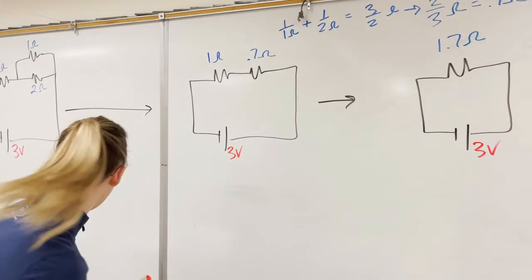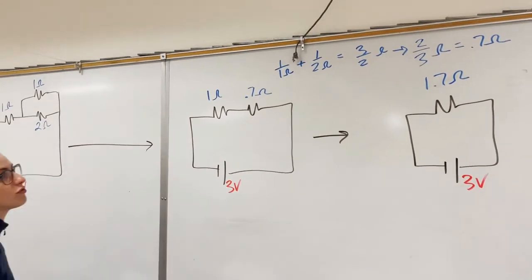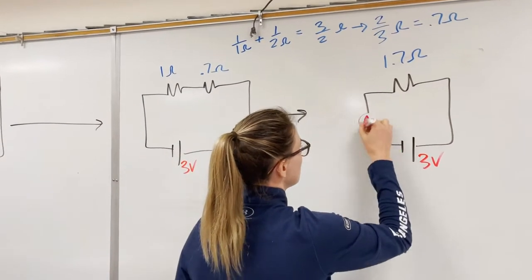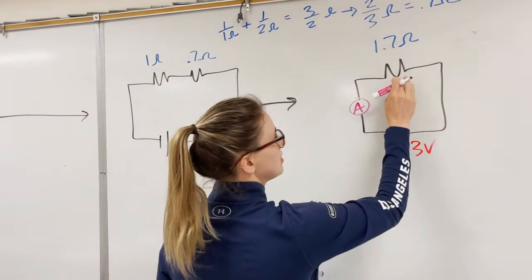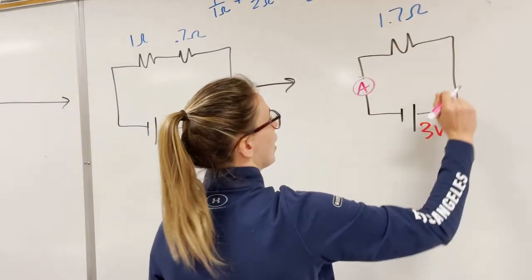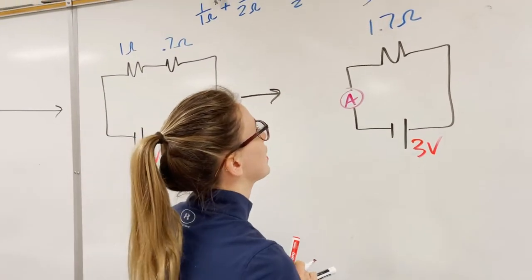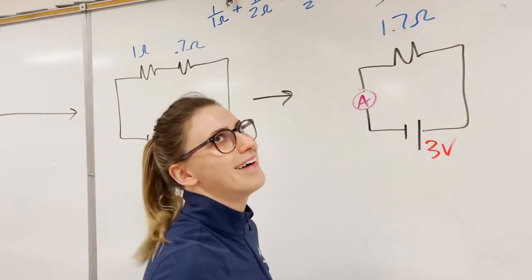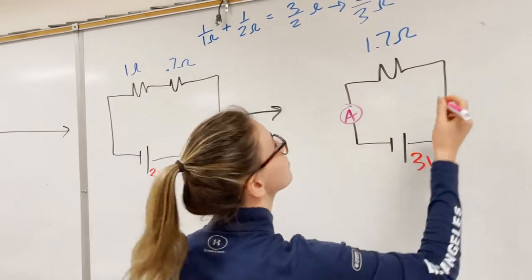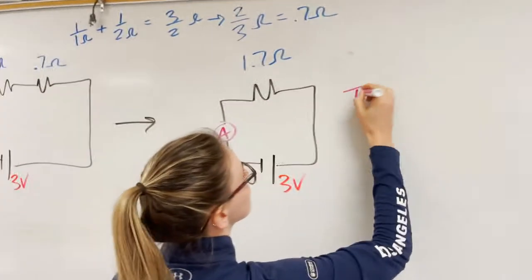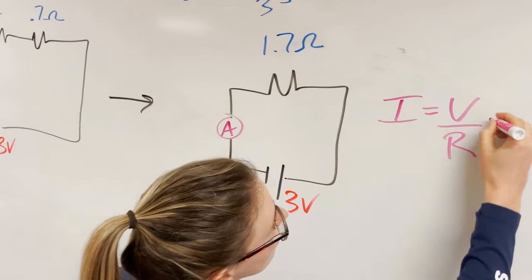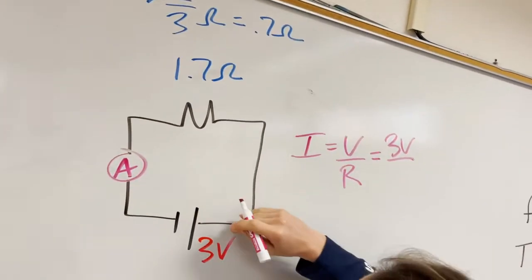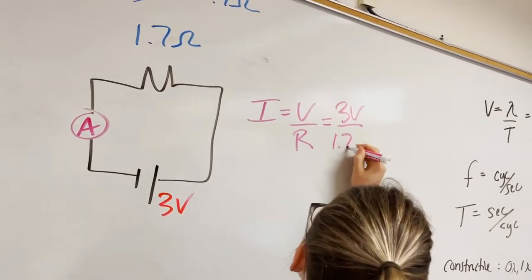The next step that we have is finding the current that the battery sees, right? Because the battery only sees this resistance. What's the current? How many joules per second is that? Coulombs per second, sorry. Okay, V equals IR, so I equals V over R. What's our voltage here? Divided by our resistance, 1.7 ohms.